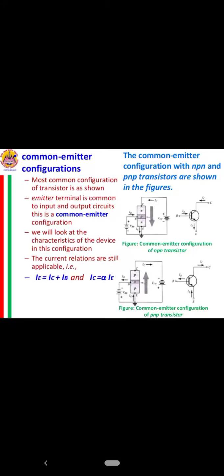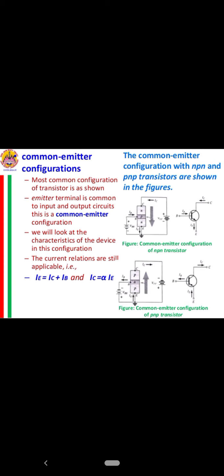In this session I will discuss the common emitter configuration of transistor. This is the most common configuration of transistor. In this, the emitter terminal is common to input and output circuits. That is why its name is common emitter configuration. We will look at the characteristics of the device in this configuration.